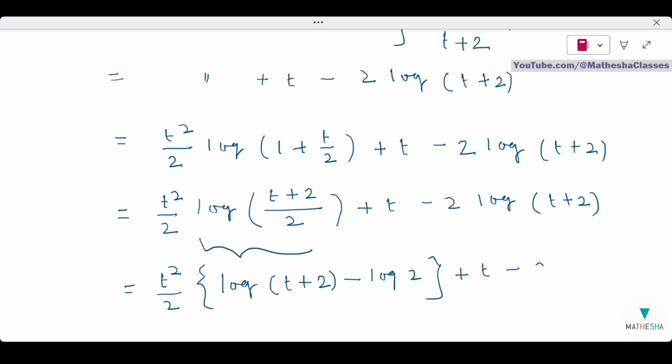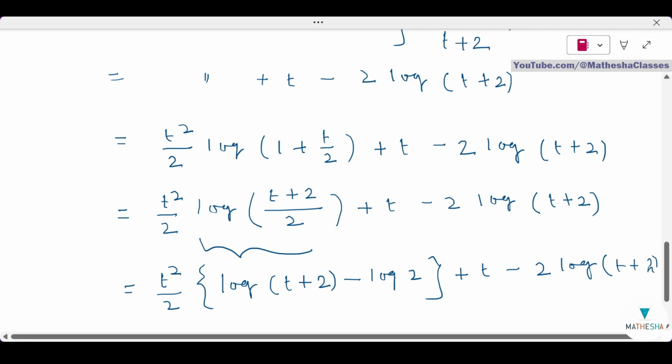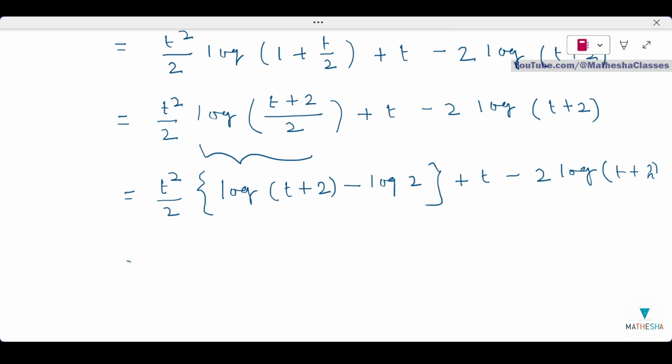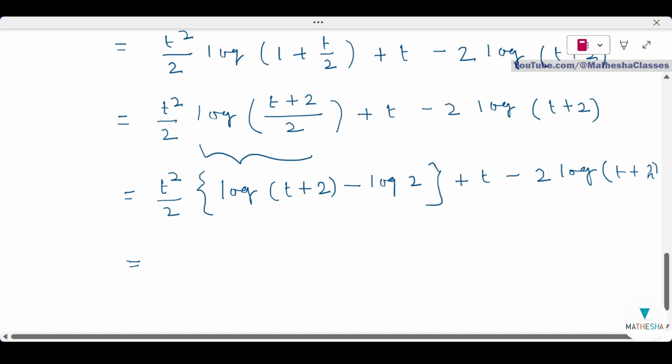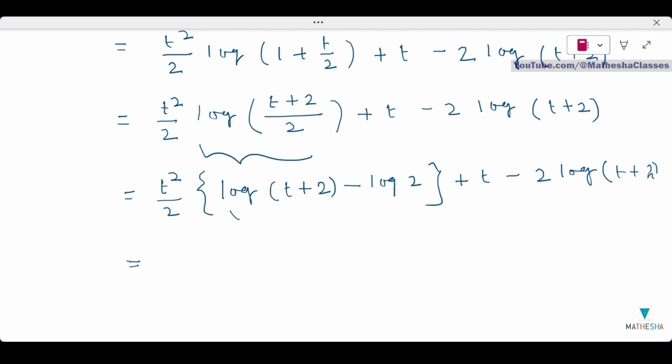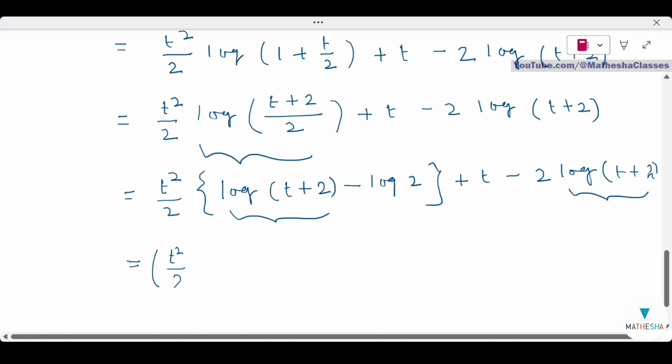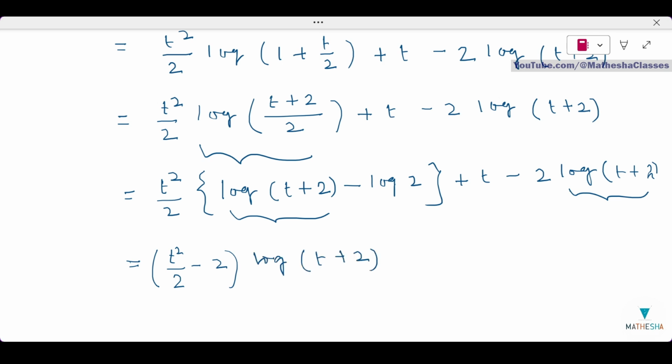Now we'll write the rest of the terms: t minus 2 log of t plus 2, and that will be equal to, if we take log t plus 2 common from those two terms, we'll be getting t square by 2 minus 2 log t plus 2, plus, next, t square by 2 times log 2 plus 1 into t, plus c.